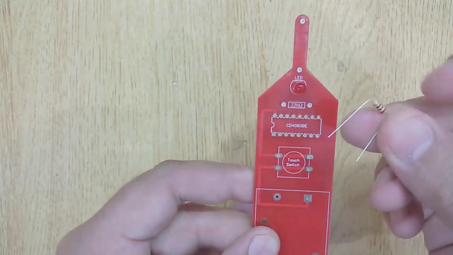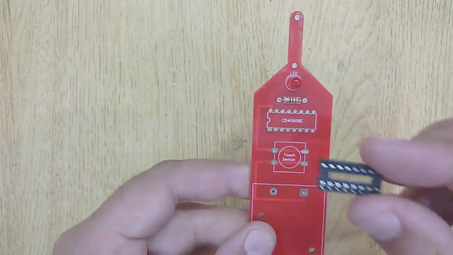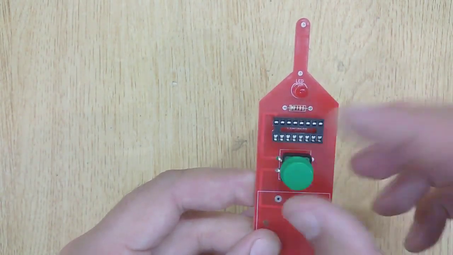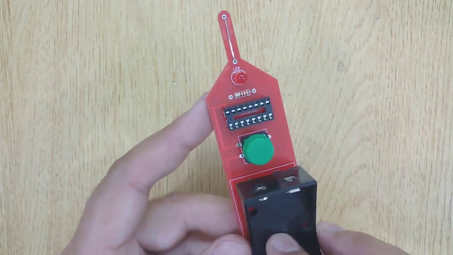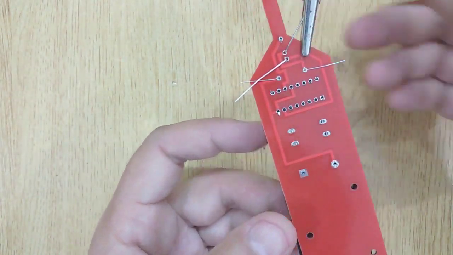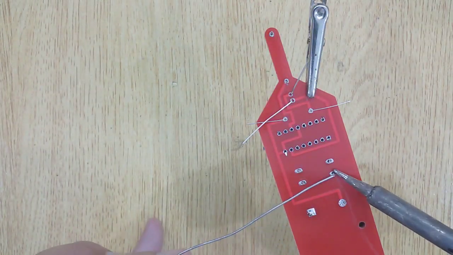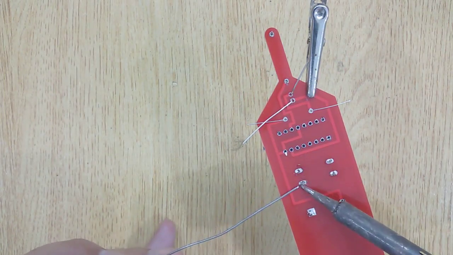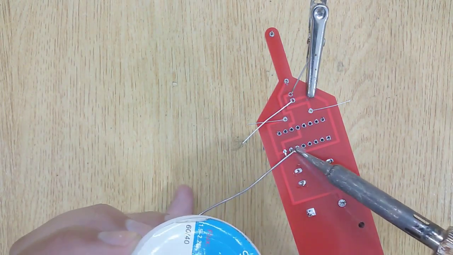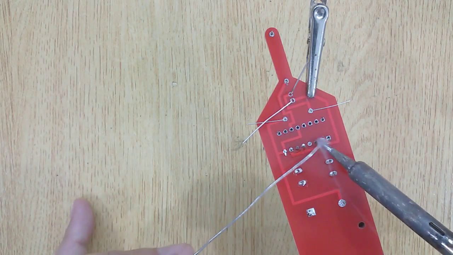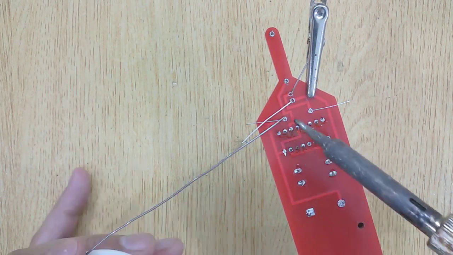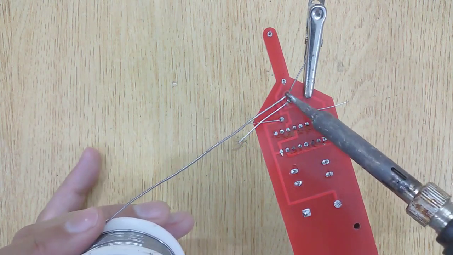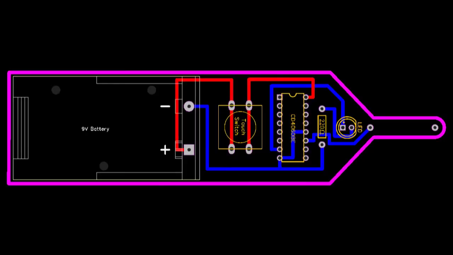First, insert all the required electronic components into the PCB one by one. After that, solder all of them. And please check out the circuit diagram of this project.